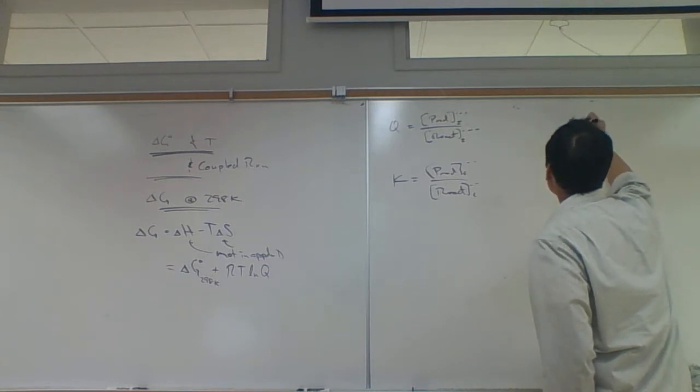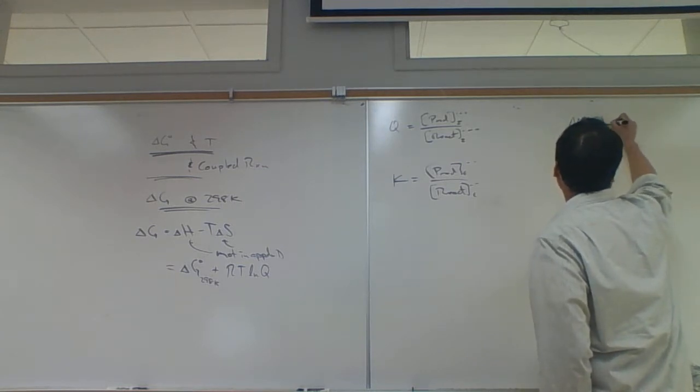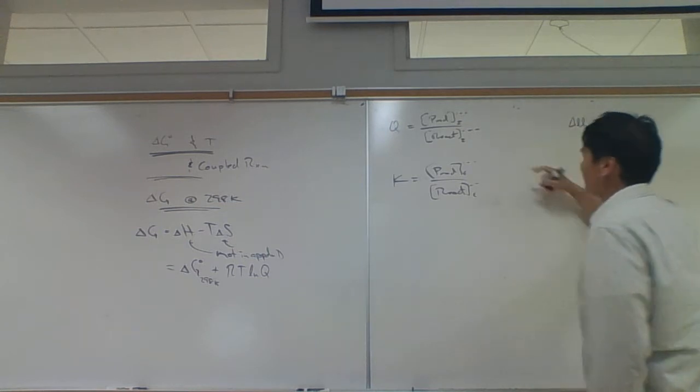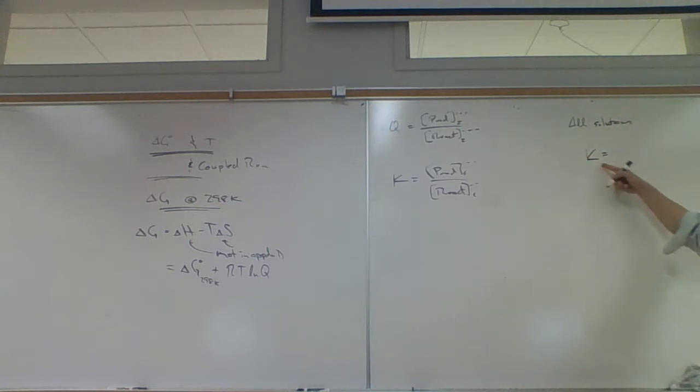If I have all solutions, then typically when I look at Q or K, I'm just going to use K, or I could substitute Q here. Q or K is equal to, okay, all solutions, we're going to look at the concentrations. Now I'm going to write a generic equation. My generic equation is going to look like this: aA plus bB plus dot dot dot goes to gG plus hH plus dot dot dot.